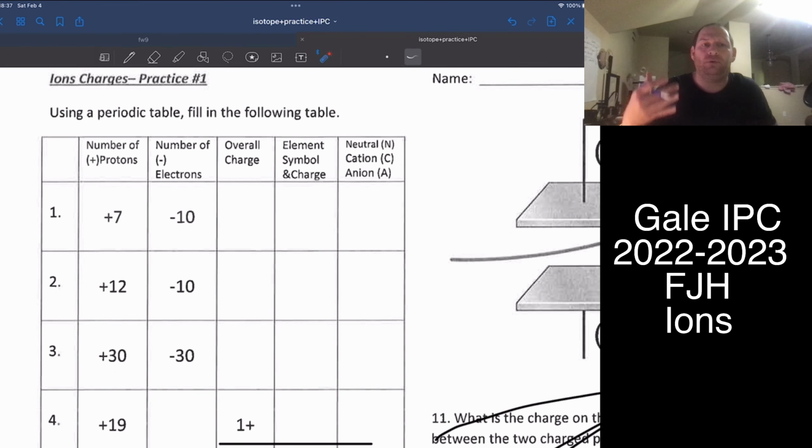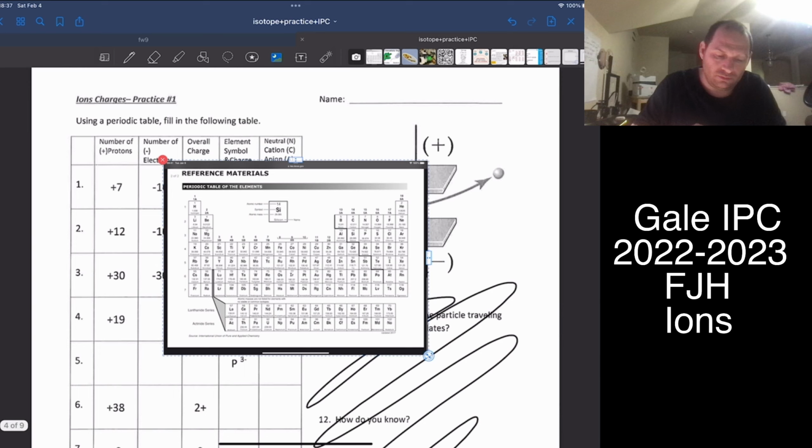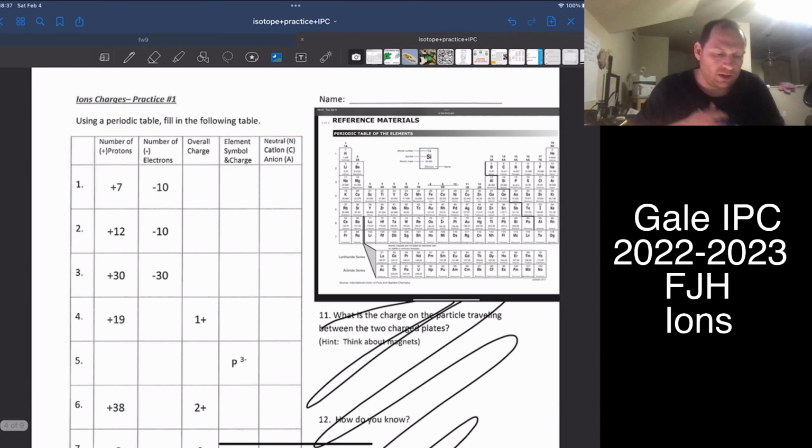So we have a couple of these we're going to practice with. I'll not do them all with you, just a few, so you get the idea. So we have a periodic table. Do we have a periodic table? Oh, let's get one. There we go. Move on over.